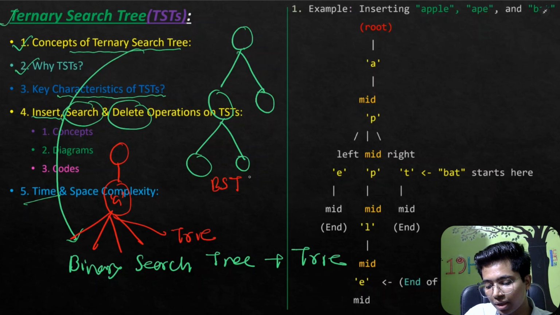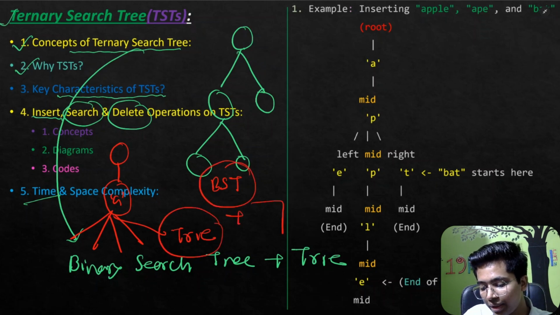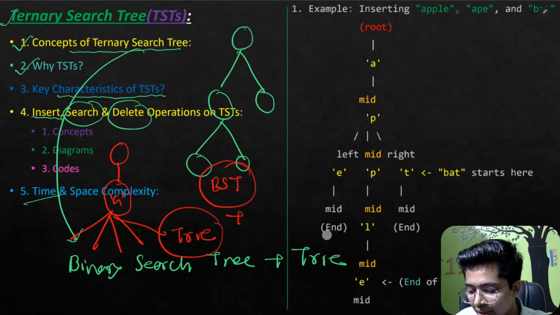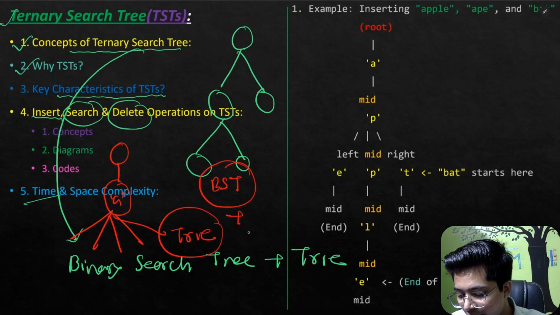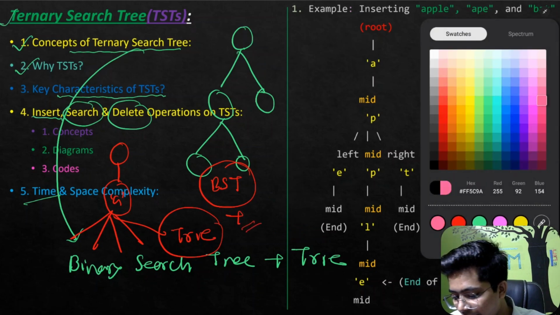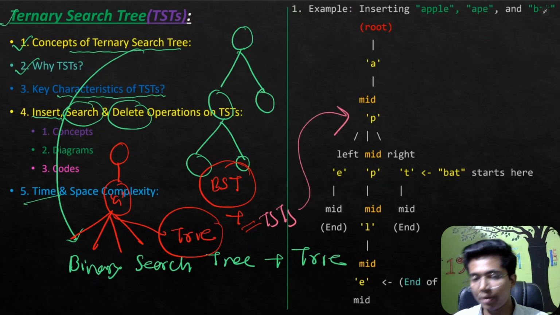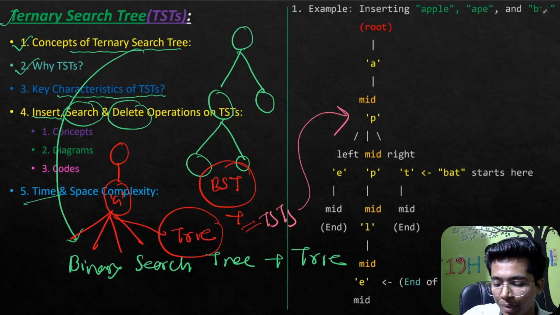So the combination of binary search tree and trie, this entire combination forms the ternary search tree, TSTs. As you can observe in the picture, this is the combination of both the binary search tree and the trie. So now we have understood the concept of ternary search tree.